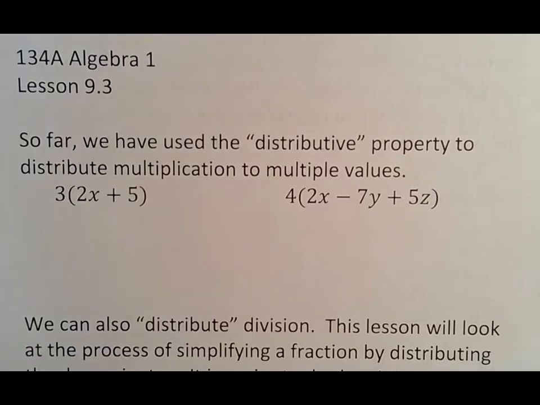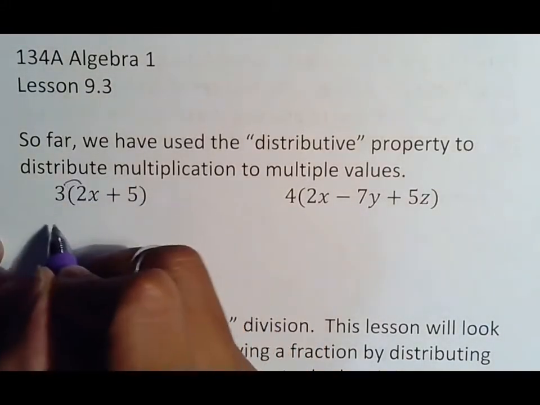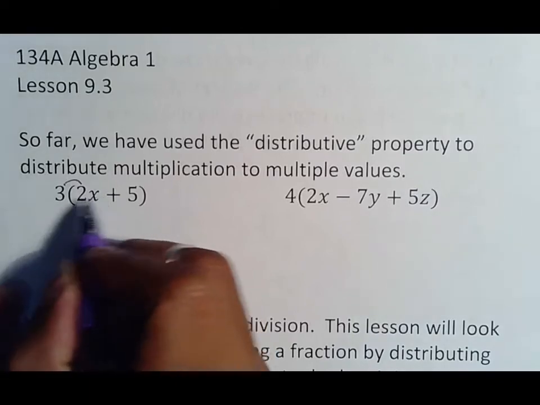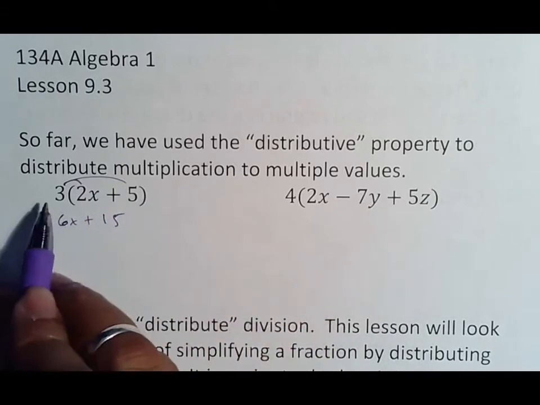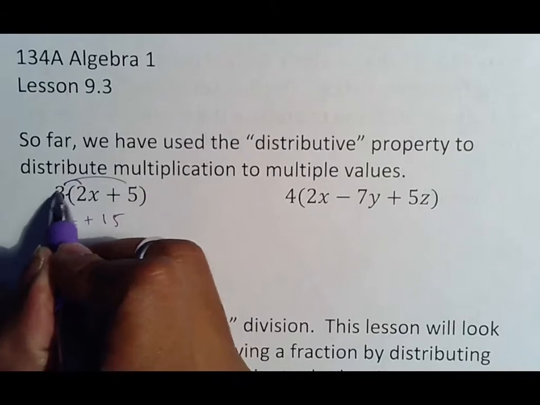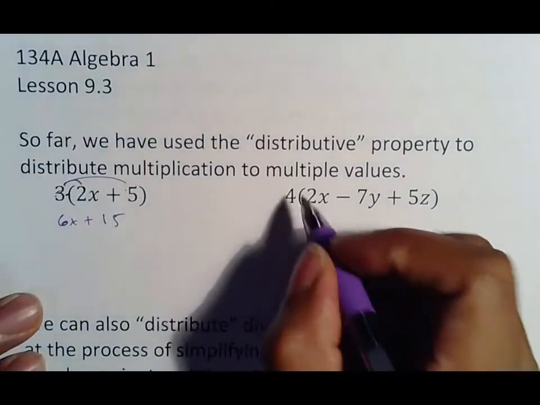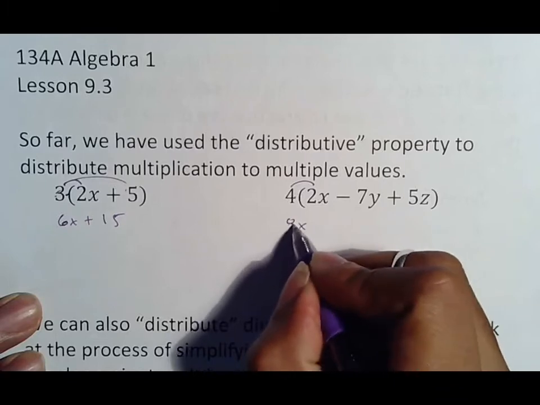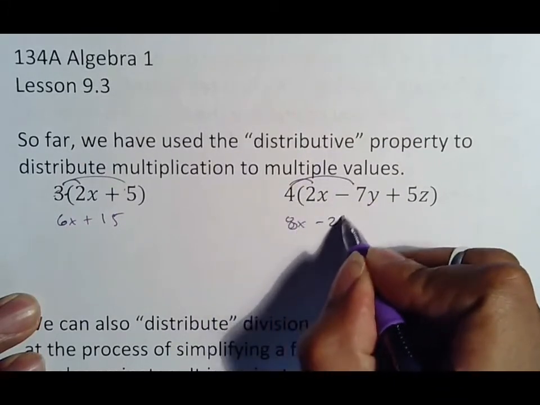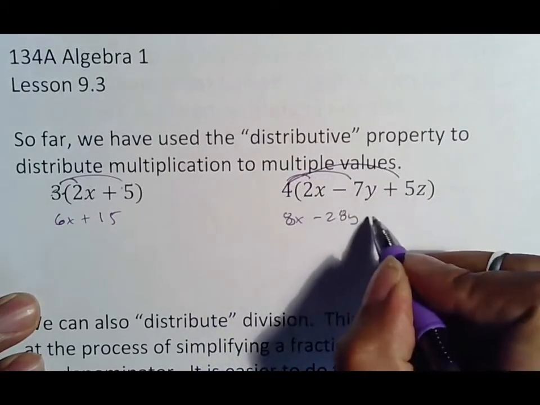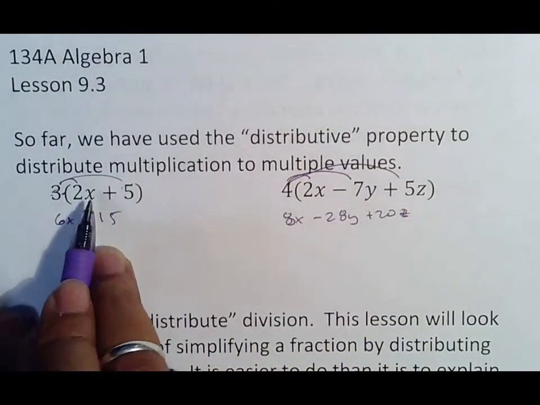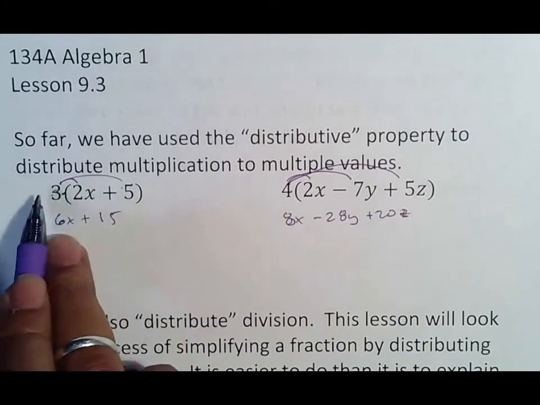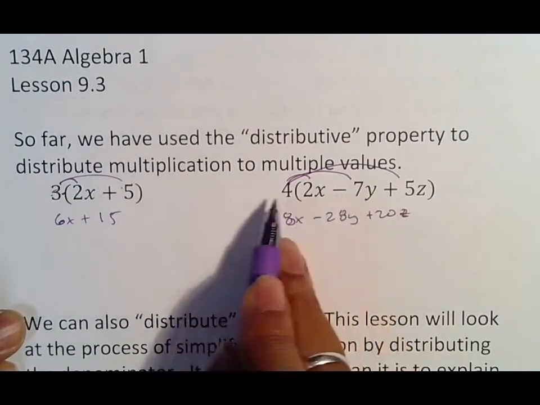But so far we've used the distributive property to distribute multiplication to multiple values. So we are distributing this 3 to that 2. And I'm going to do it without showing the step. But 3 times 2 is 6x, plus 3 times 5 is 15. We are taking this 3 and distributing this multiplication to two different numbers. We are taking this 4 and saying 4 times 2, which is 8x. We're saying 4 times negative 7, which is negative 28y. We are saying 4 times 5z, which is 20z. But again, we are distributing multiplication in both of these situations. That is 3 times the whole thing, and we are distributing the multiplication to 2 numbers here. We are distributing the multiplication to 3 numbers here.